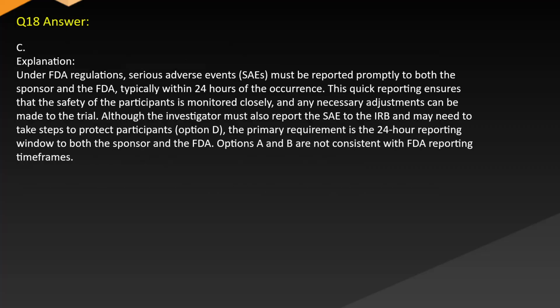Answer: C. Explanation. Under FDA regulations, serious adverse events, SAEs, must be reported promptly to both the sponsor and the FDA, typically within 24 hours of the occurrence. This quick reporting ensures that the safety of the participants is monitored closely and any necessary adjustments can be made to the trial. Although the investigator must also report the AE to the IRB and may need to take steps to protect participants, option D, the primary requirement is the 24-hour reporting window to both the sponsor and the FDA. Options A and B are not consistent with FDA reporting timeframes.